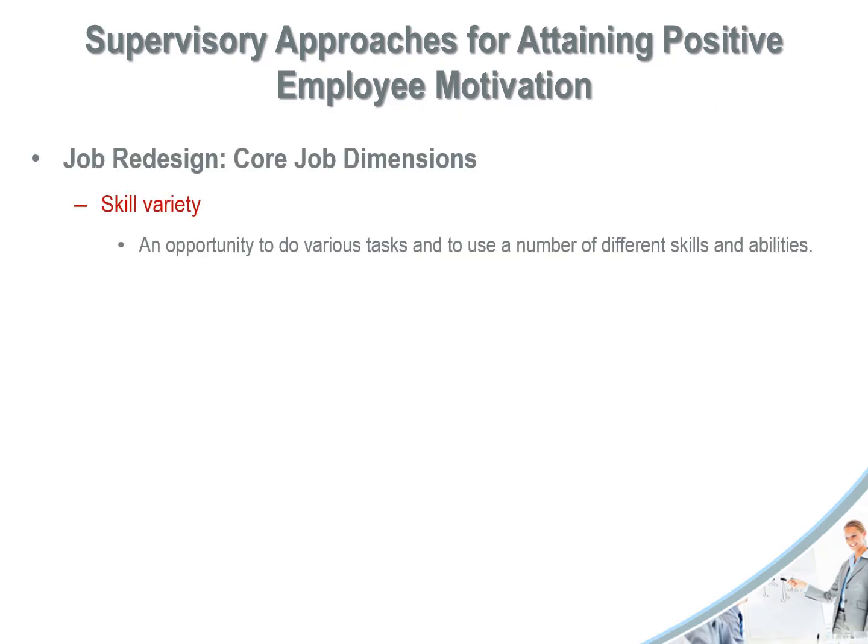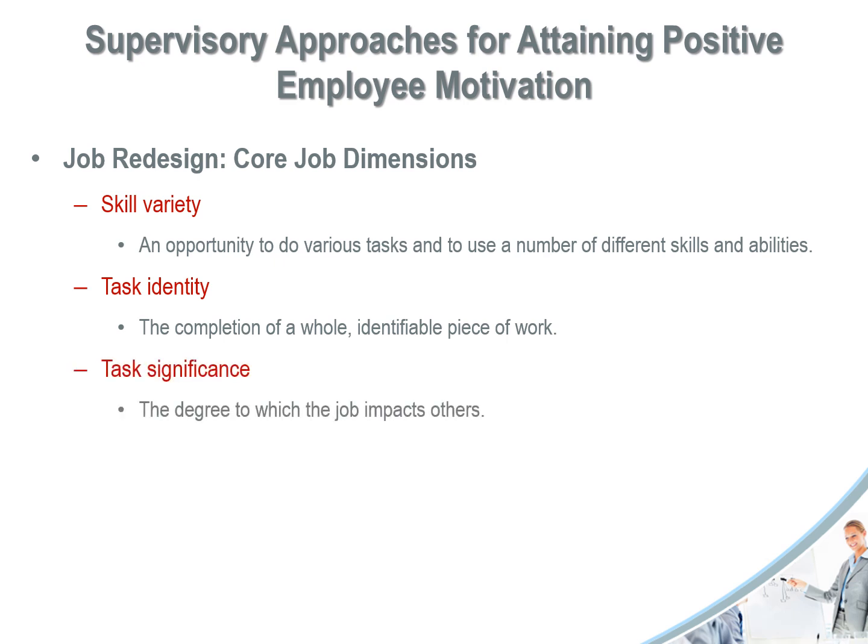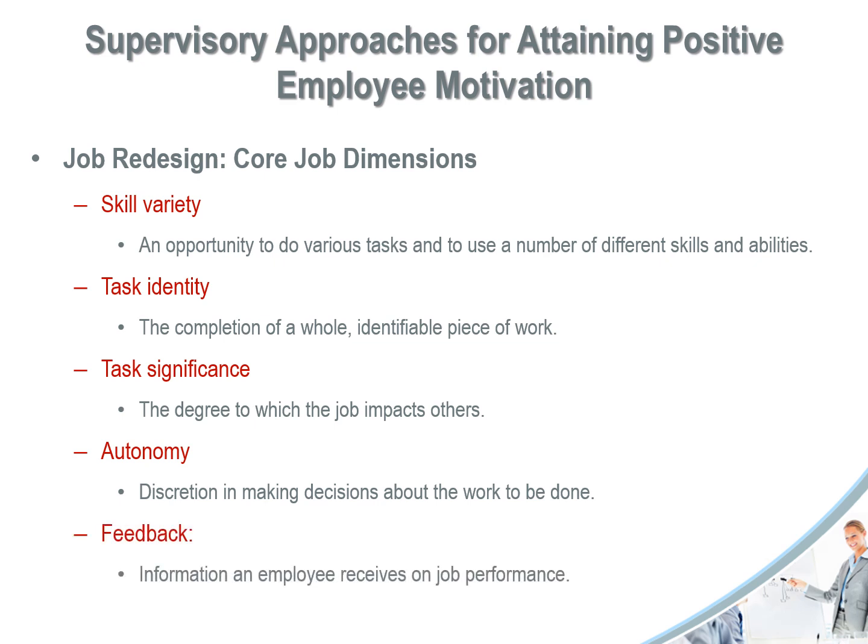There's also skill variety, an opportunity to do various tasks and to use a number of different skills and abilities. Everyone hates mundane, boring, repetitive work. Task identity, the completion of a whole identifiable piece of work. Task significance, the degree to which the job impacts others. Autonomy, the discretion in making decisions about the work to be done. And feedback, information an employee receives on their job performance.